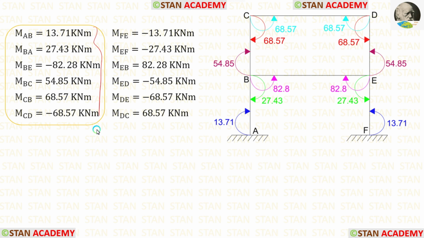The values of the moments will be the same on the right side because of the symmetrical nature, but the directions will be opposite. For example, at point A, for MAB, we have got a moment in the clockwise direction. That is why it is positive. So MFE should be acting in the anti-clockwise direction, so it should be negative. So to find these moments, we have to just change the sign of these moments.